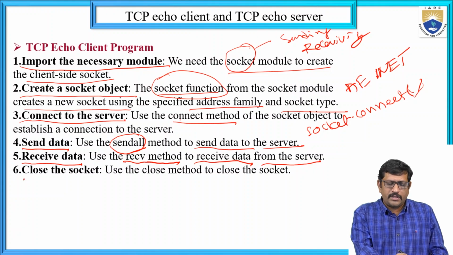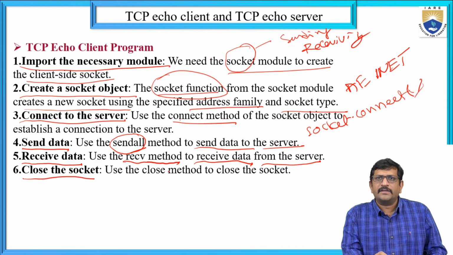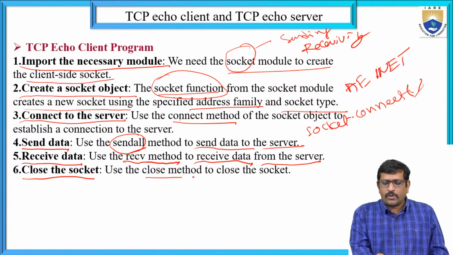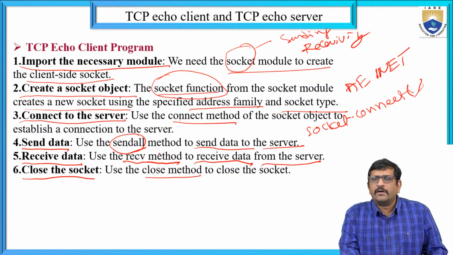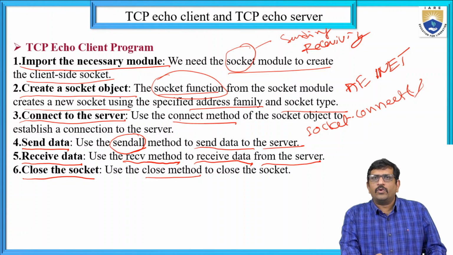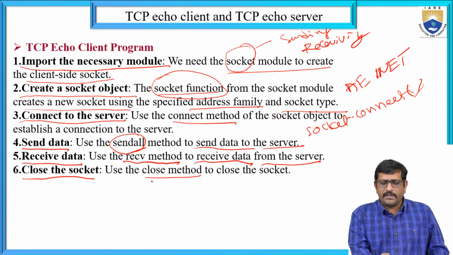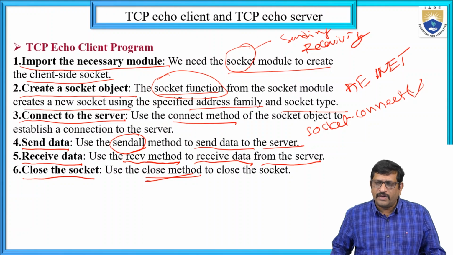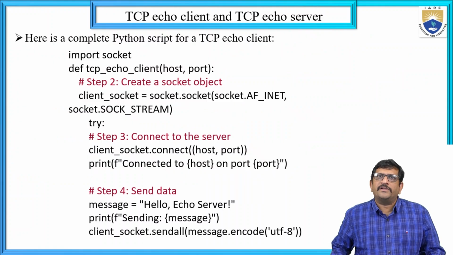Next is closing the socket, which uses the close method. Once the communication is completed and the message transfer is finished, we can close the socket. For that we use the close method to close the socket. Once it is closed, it stops sending and receiving messages.